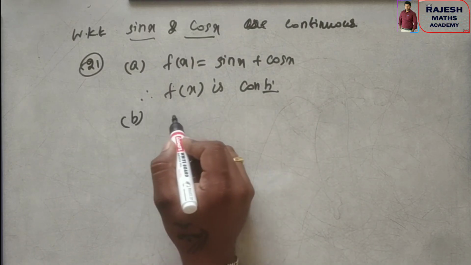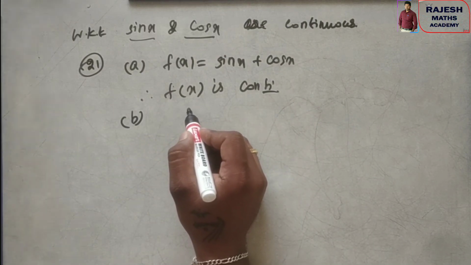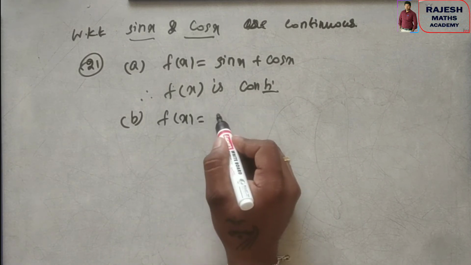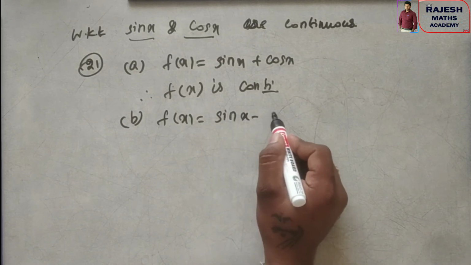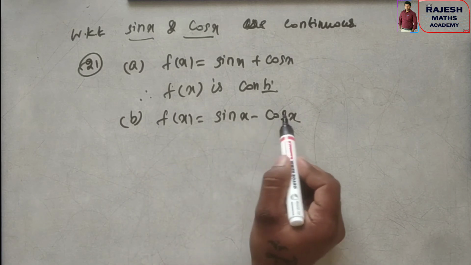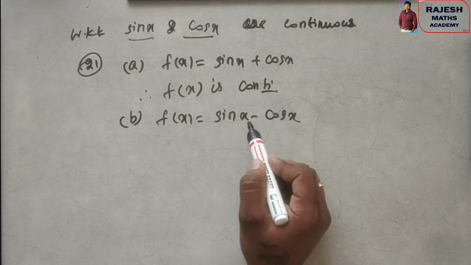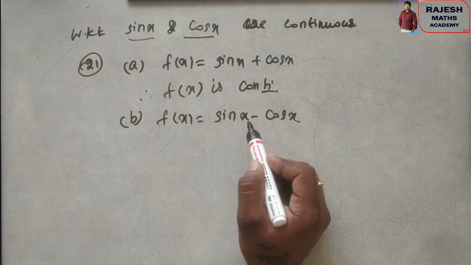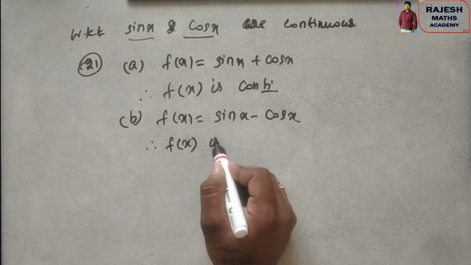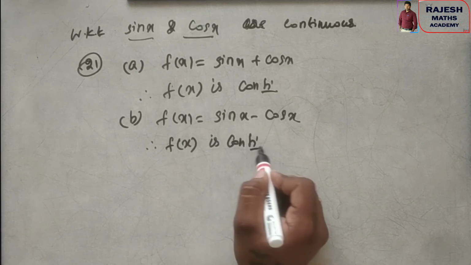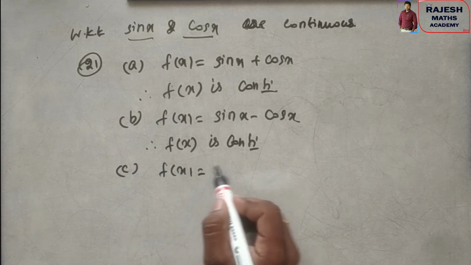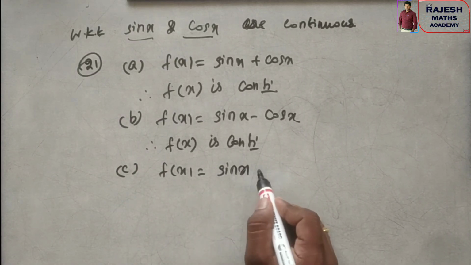Similarly question B is given. What is given in question B? f of x equal to sin x minus cos x. We know that sin x is continuous, cos x is continuous. By theorem 1, the difference of two continuous functions is also continuous. Therefore I can say that f of x is continuous.